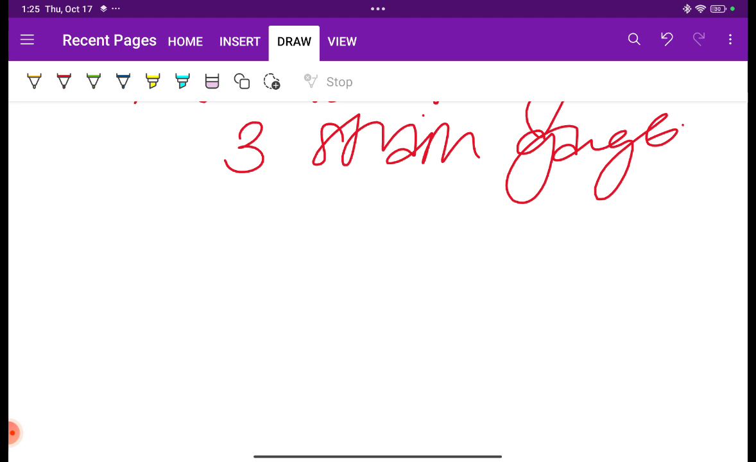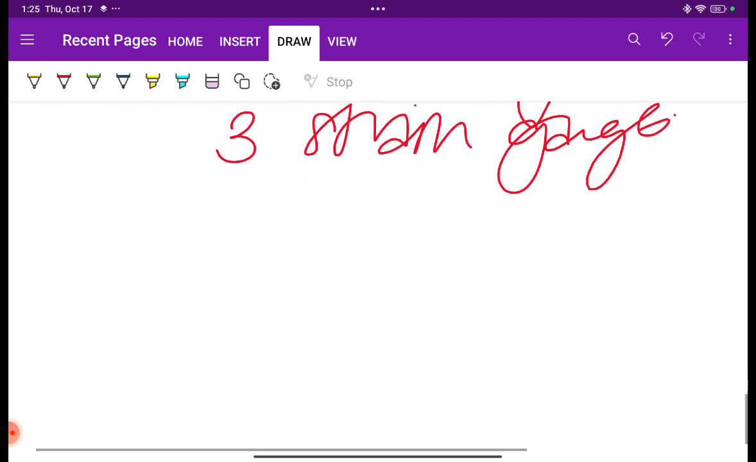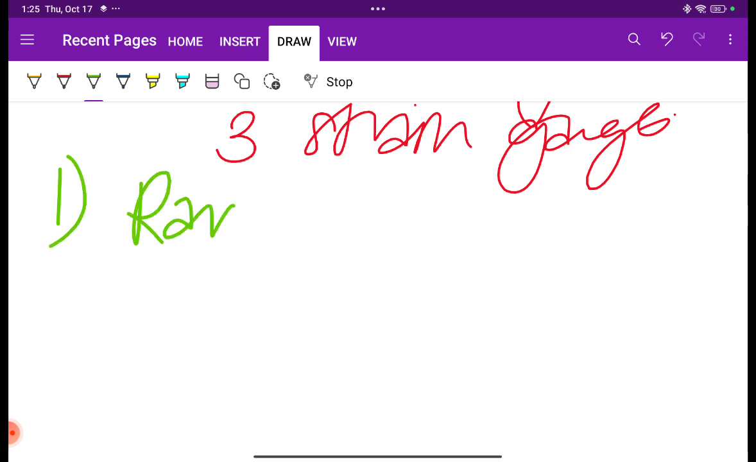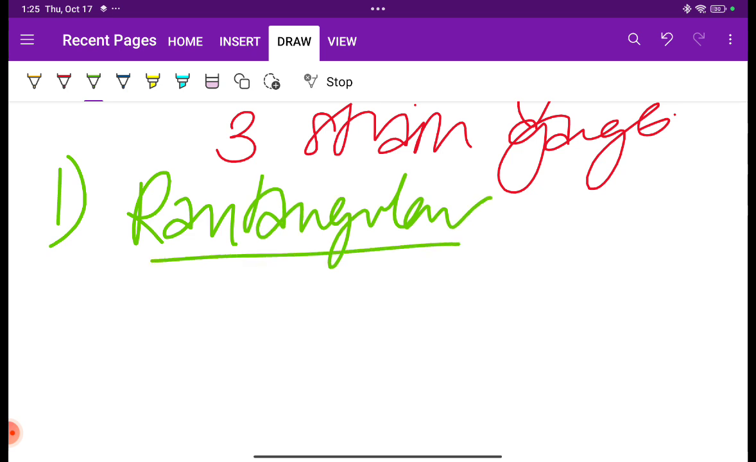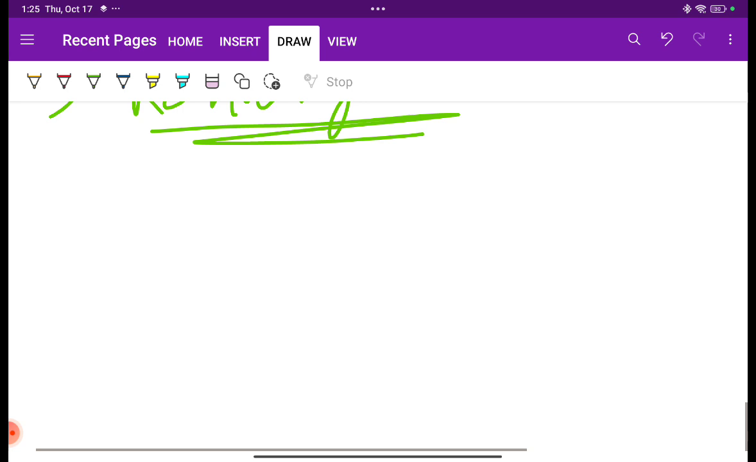So now we'll see the types of strain rosette. The first type of strain rosette is rectangular, in which the three strain gauges are placed in a rectangular form.